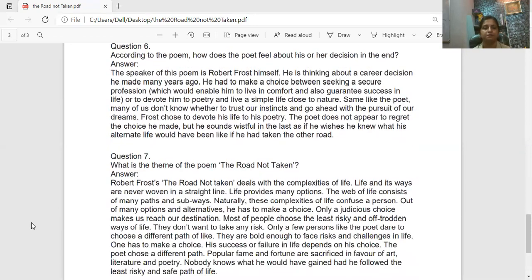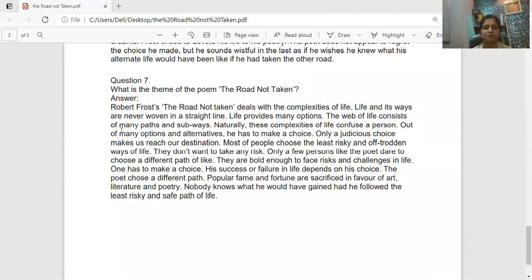Okay, then last question. What is the theme of the poem, The Road Not Taken? It's an important question. Robert Frost's Road Not Taken deals with the complexities of life. Life and its ways are never woven in a straight line. Life provides many options. The web of life consists of many paths and subways. Naturally, these complexities of life confuse a person. Out of many options and alternatives, he has to make a choice. Only a judicious choice makes us reach our destination.